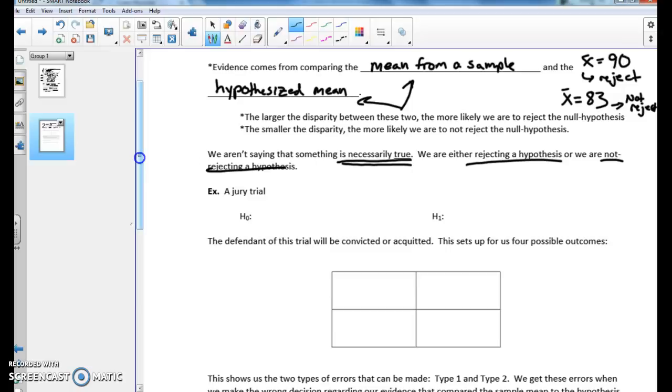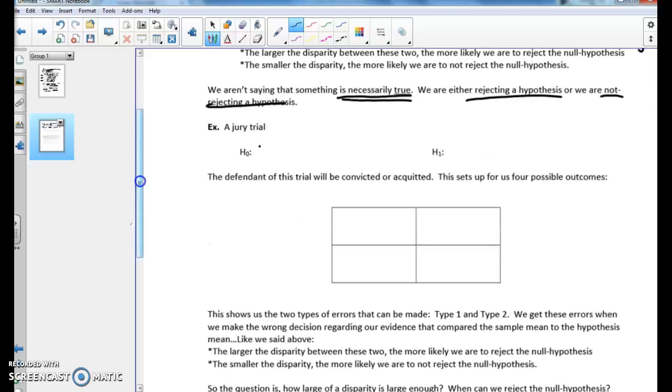An example I put up here that I think hopefully makes sense with all this in mind is to think of a jury trial. Your null hypothesis here, H naught, would be that the defendant is innocent. And then H1, your alternative hypothesis, would be that the defendant is guilty. The defendant of this trial will either be convicted or acquitted, right? Those are the only two outcomes of any trial. Either you're convicted or you're acquitted.